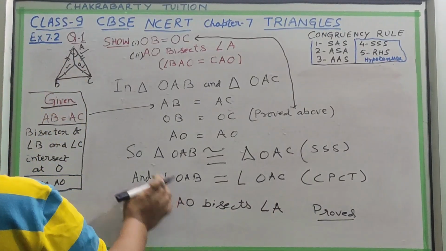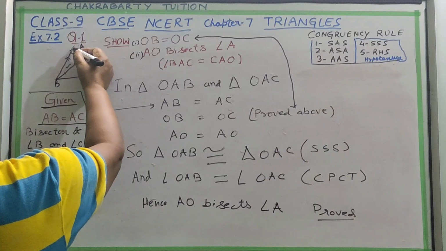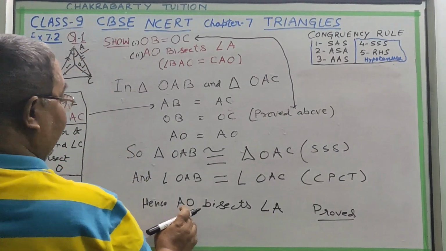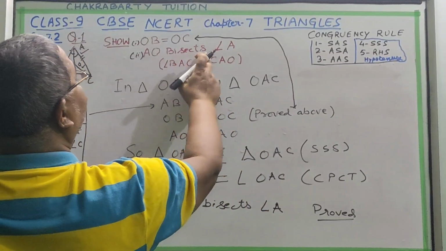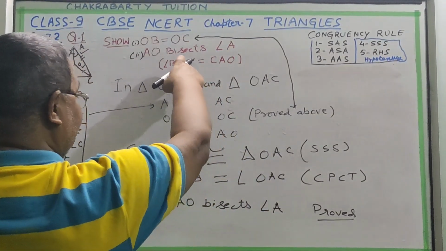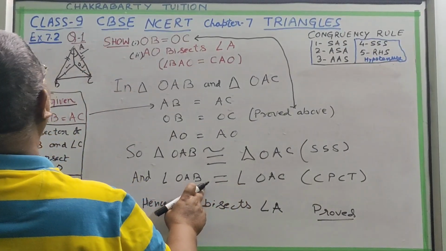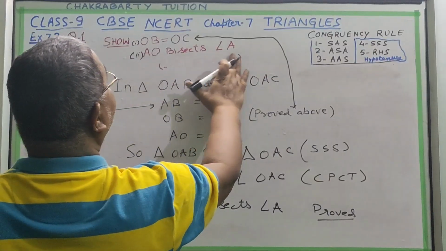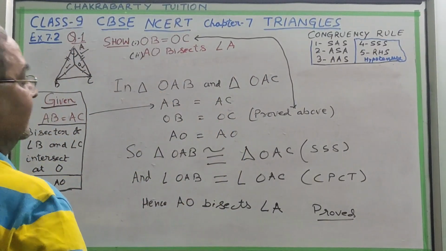So it means that this line AO is bisecting. Both are equal, it means angle O is bisected by the AO line, so AO bisects angle A, and this is what they wanted to prove, that AO bisects angle A, because angle BAC. You can also say this is not required. Okay, so this is over here.